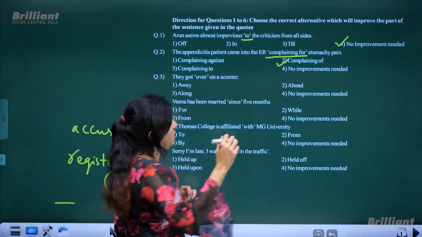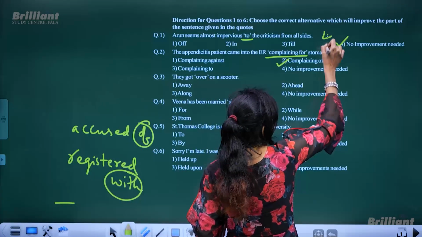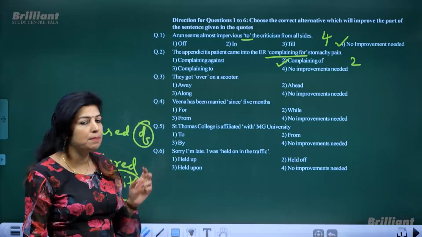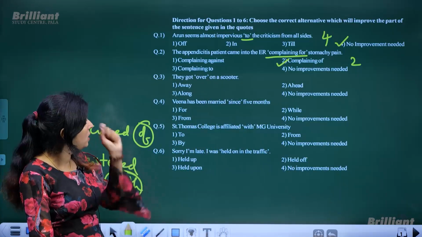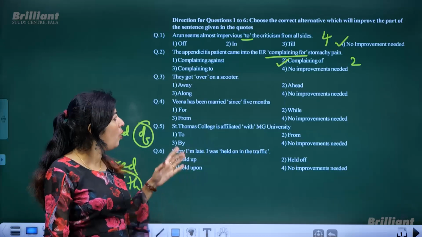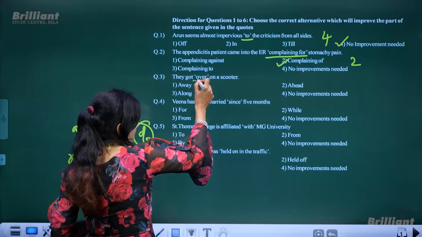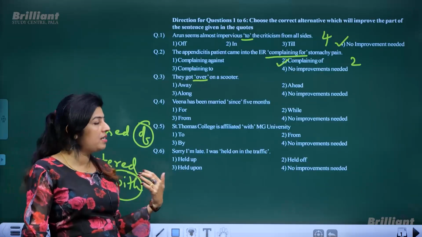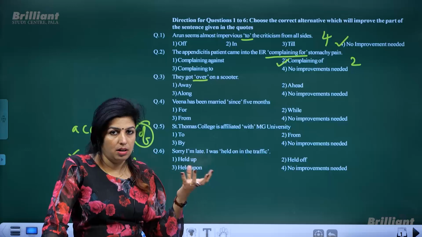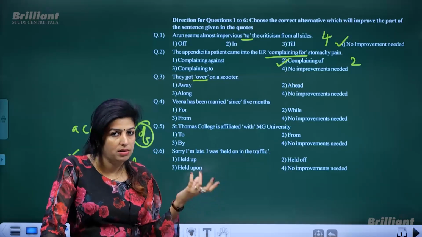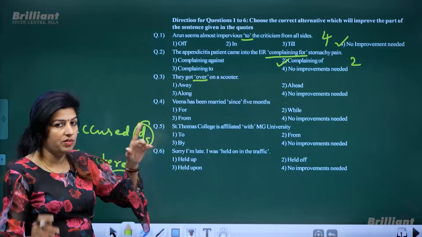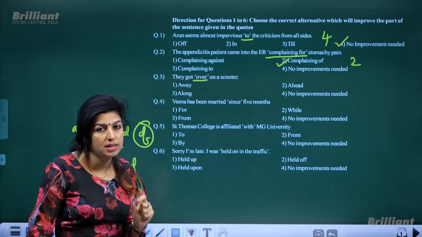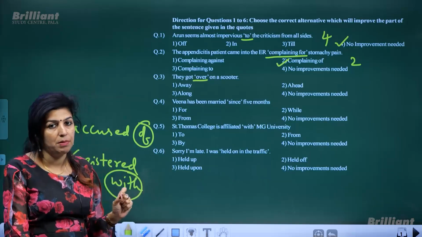So option number 2 is the correct answer, which means complaining of. Now the third question is, they got over on a scooter. When you read the sentence, you may find something awkward. Basic sense would tell you that this word, over, in single inverted commas, must be substituted, without which the sentence will not be sensible or logical.